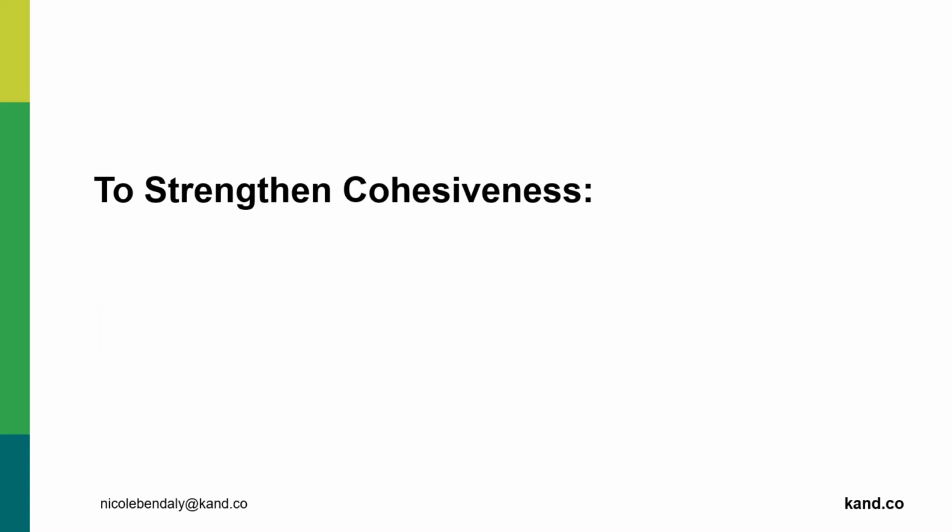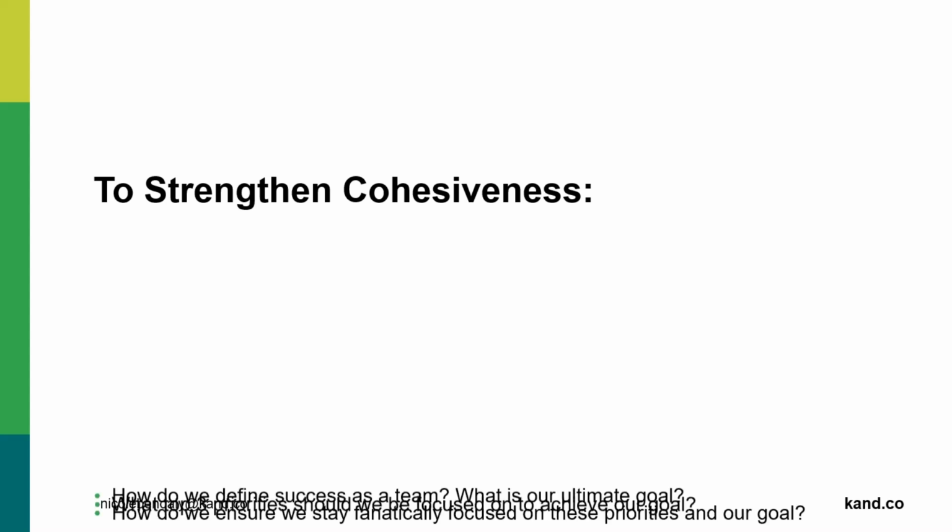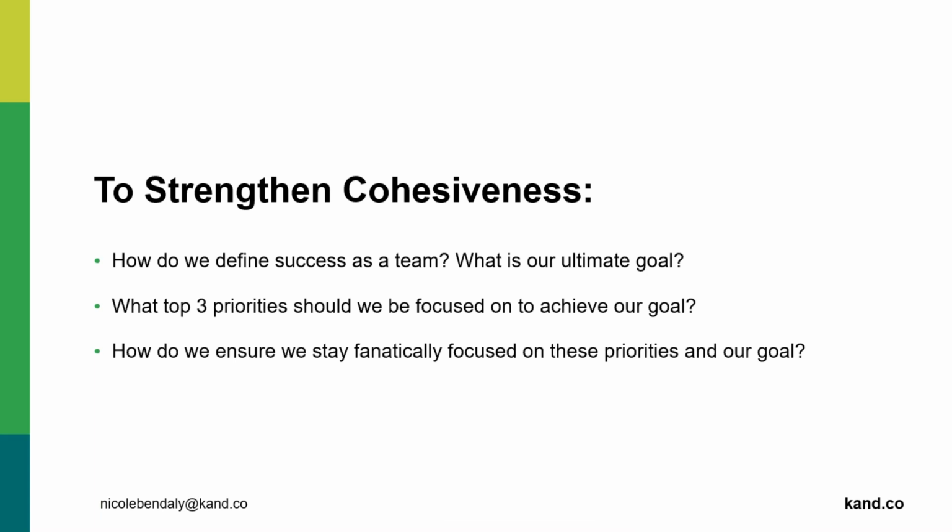So let's say the team identified a need to strengthen cohesiveness. So here are some questions to ask. You can ask these questions within a huddle. You can ask these questions within a regular team meeting. Okay? How do we define success as a team? What is our ultimate goal? Ask this question and see what comes up, and use the feedback to create that success statement, that goal that your team is working towards.